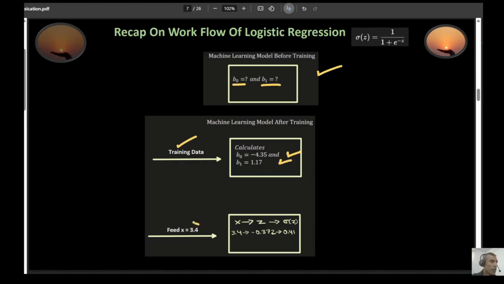Then you feed a test data set, X equal to 3.4. This is a student who studied for 3.4 hours. And then this machine learning model is going to predict the probability of whether he's going to pass or fail. So in this case, the answer comes out to be 0.41. In other words, a 41% chance.